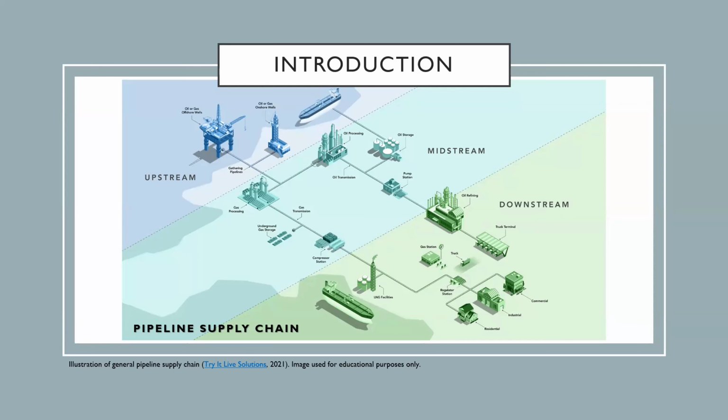From there, it moves into the midstream where the materials are separated and processed before being transported to storage facilities or sales points. Once the oil and gas reach the downstream, it is refined and distributed to consumers to power their homes, businesses, vehicles, and more. Our piece of the business focuses on the upstream and the midstream portions of this illustration.